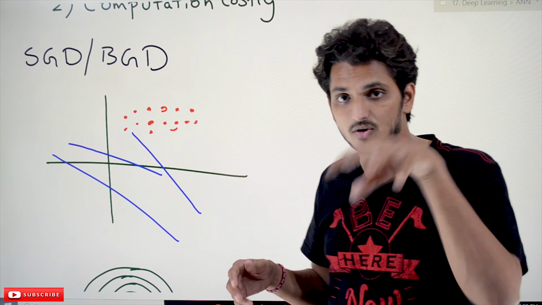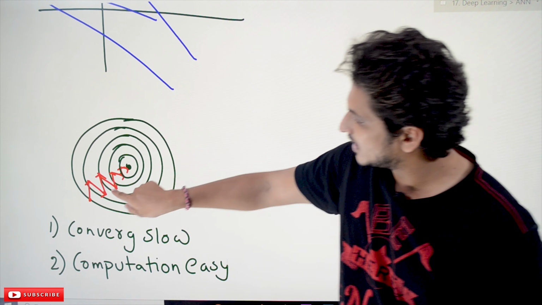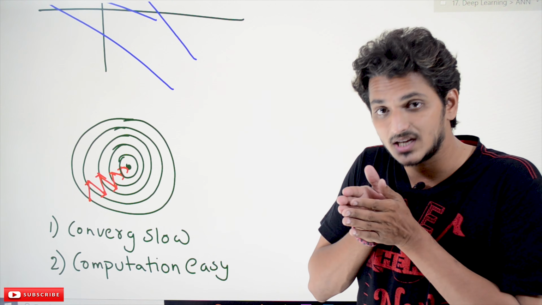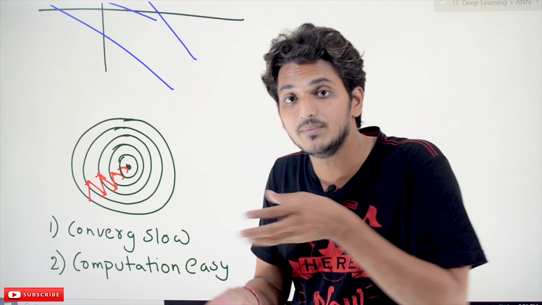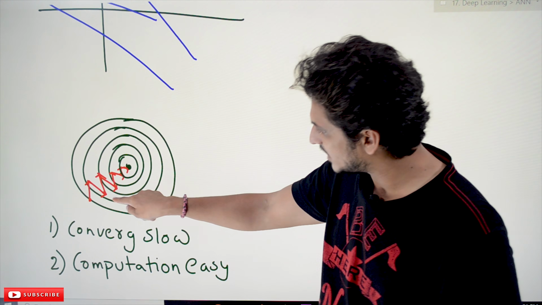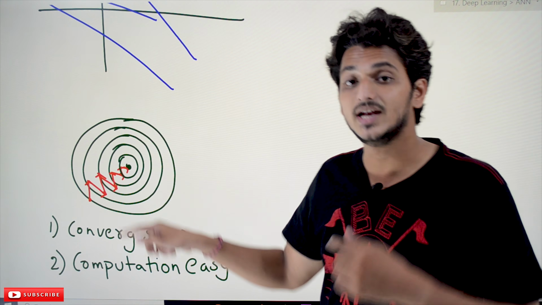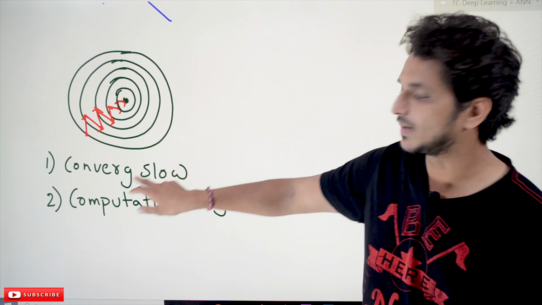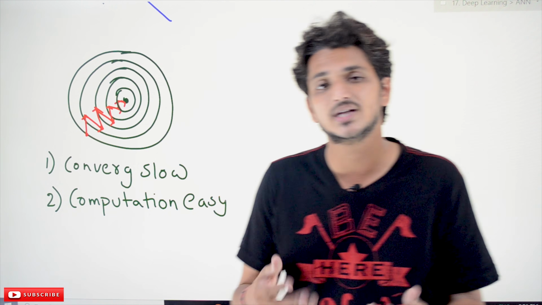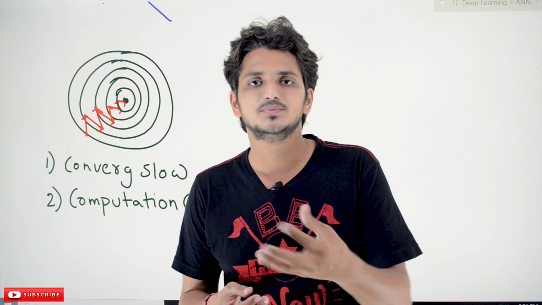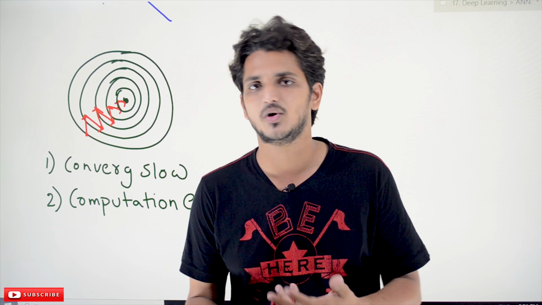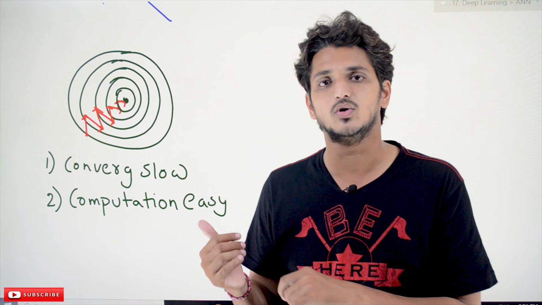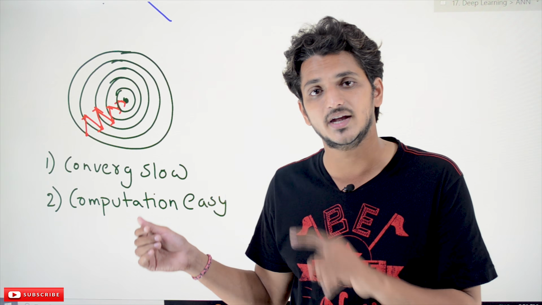Let's understand this in the contour plot. In the contour plot, when we start the W values here, it is taking different directions. It is not directly moving towards the convergence, means minimum loss. It is taking this direction, this direction, this direction, but finally it is coming to the minimum point. Here the convergence is slow, but computation is very easy, because we are taking only a small number of points, means 16 points, 10 points, 15 points, 20 points, not taking all the data points at a time. Here the convergence is slow. This is the problem with stochastic gradient descent.